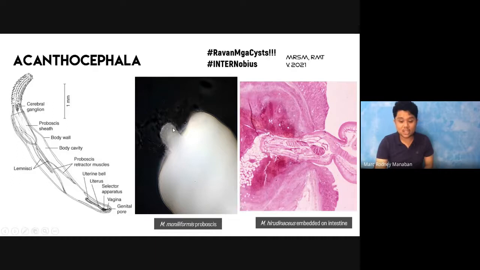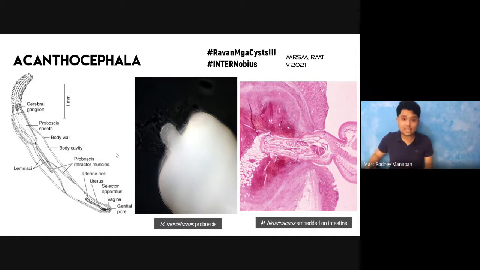So, nandiyan po yung mga spikes sa kilid. And this is an intestinal biopsy. Biopsy of a tissue from a pig intestine that contains the acanthocephala worm, which inserts itself using the proboscis into the lumen of the intestine, diba? So, sakit, no? It causes pain, kay of course, musulod siya sa imuhang intestine and can cause damage, alright?